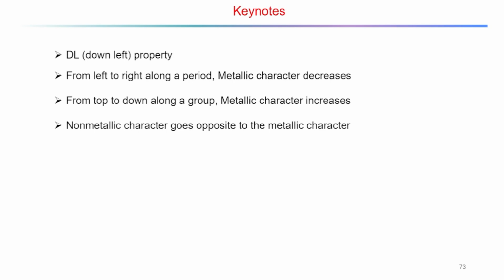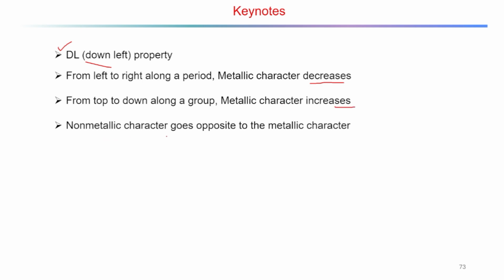So let's see the key notes in the periodic trend of metallic character. So this is a down left property. We have already discussed that this is a down left property. And from left to right along a period, metallic character decreases. As we go from left to right along a period, the metallic character will decrease. And from top to down along a group, the metallic character increases.